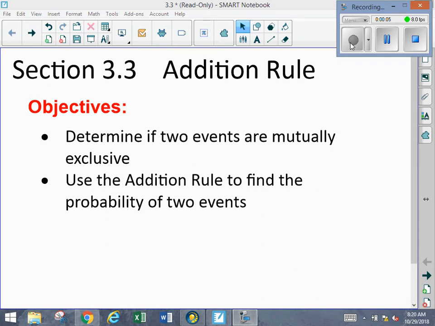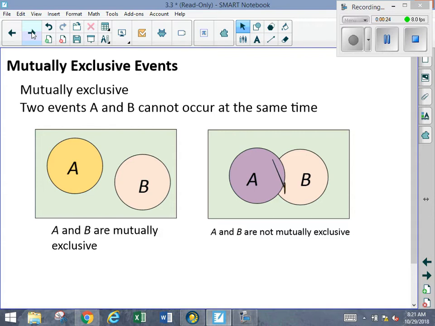Alright, so we're going to learn about one more rule for probability. It's kind of like, I like to call it the OR rule, right? What happens if you have one event or another event as your desired outcome?